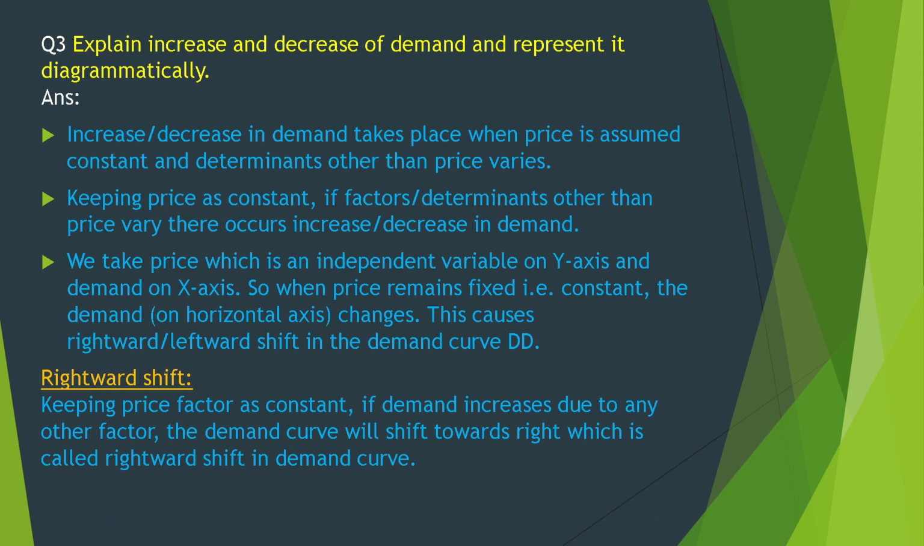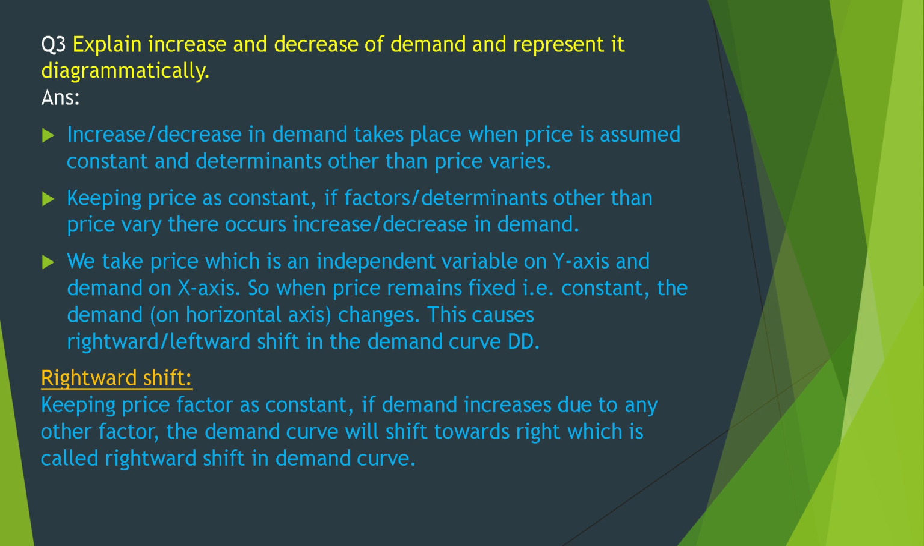Question 3. Explain increase and decrease of demand and represent it diagrammatically. Increase and decrease in demand takes place when price is assumed constant and determinants other than price vary. Keeping price constant, if determinants other than price vary, or there occurs an increase or decrease in demand, we take price, which is an independent variable, on the y-axis, and demand on the x-axis. So when price remains fixed, that is constant, the demand on the horizontal axis changes. This causes a rightward or leftward shift in the demand curve DD.